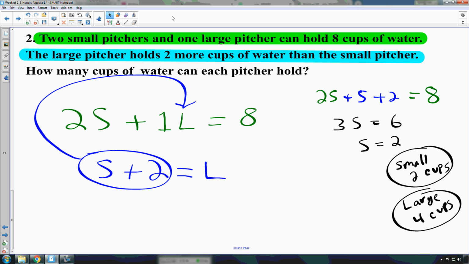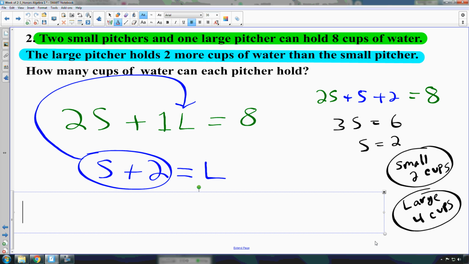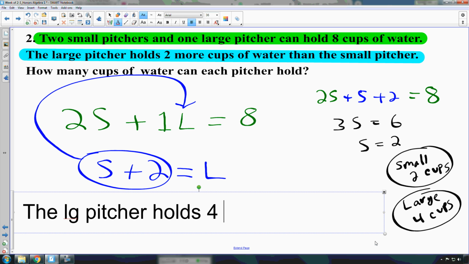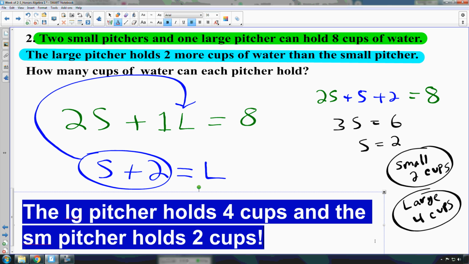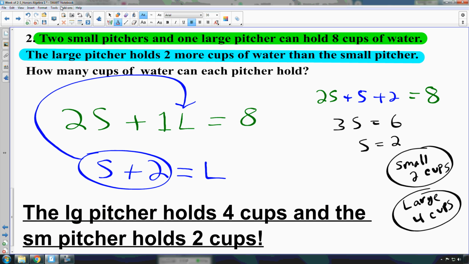But if we were going to finally put this into a sentence, and I did a little bit of this in my head, but for the most part, we did out the math. The answer would be the large pitcher holds 4 cups, and the small pitcher holds 2 cups. And that would be what we're looking for as an answer. We always have our answer in a sentence, in words, when we have a word problem. So hopefully that made some sense to you.